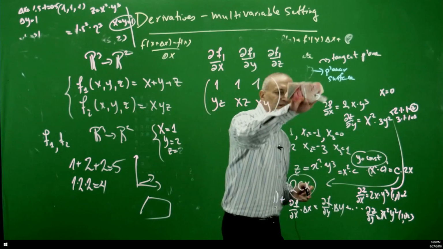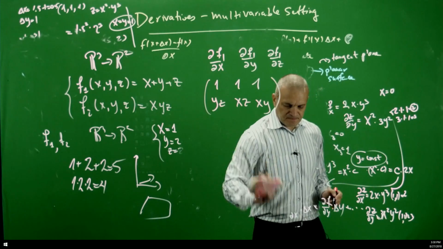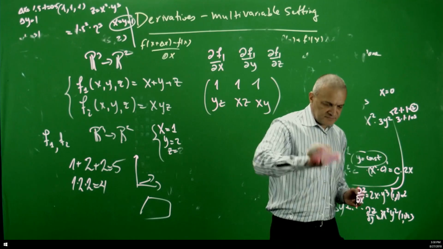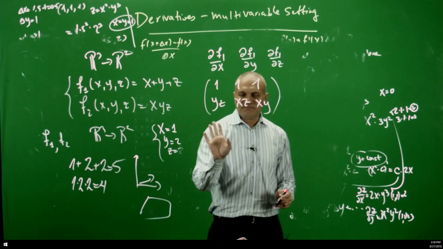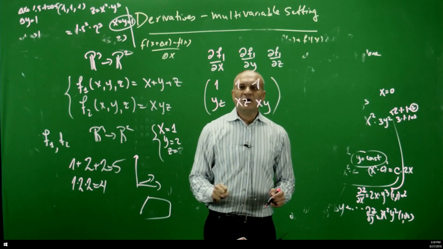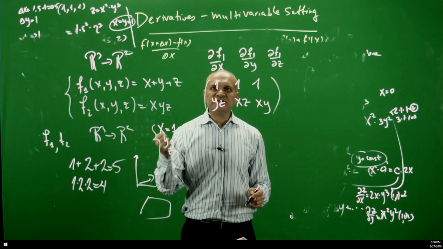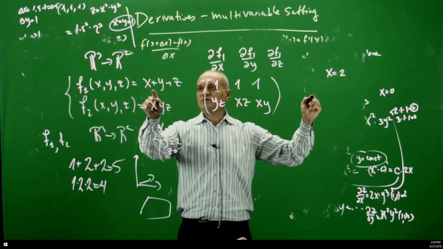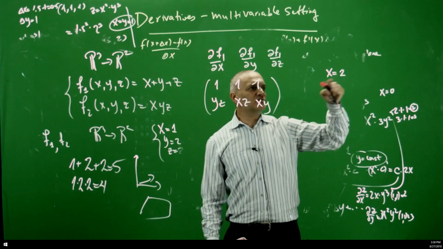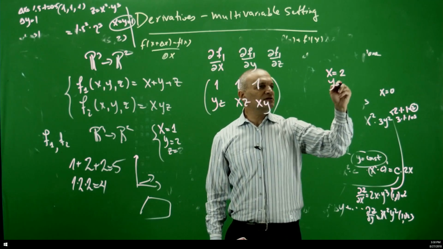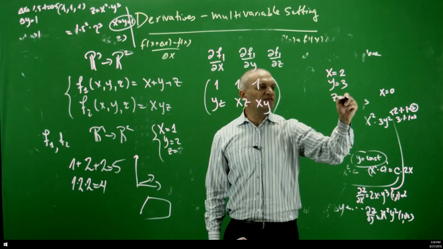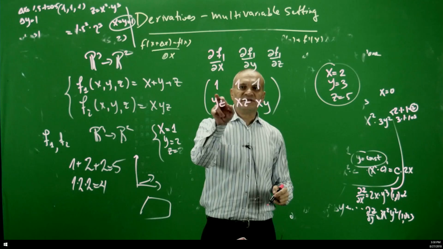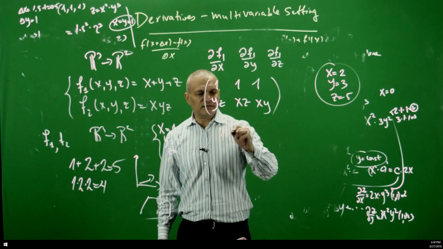Okay, now you can actually approximate, but before we talk about approximation, let's say you want to know what is the derivative at a certain point. So let's say x equals 2, y equals 3, and z equals 5. What is the derivative at this point? Okay? So here it's not very interesting. You get 1, 1, 1.